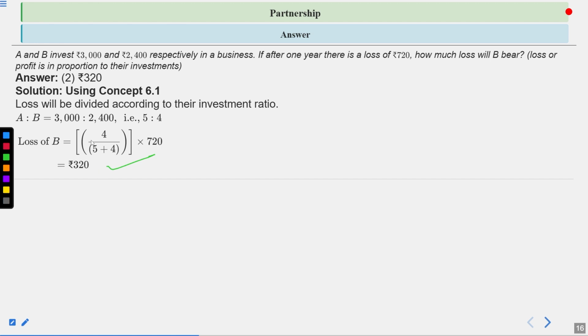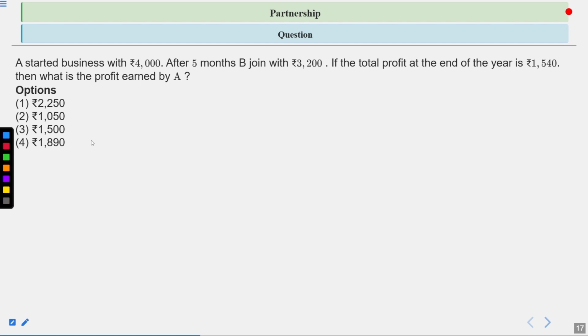Next one. A started business with 4000 rupees. After 5 months, B joined with 3200 rupees. If the total profit at the end of the year is 1540 rupees, then what is the profit earned by A? Now you have four options. First one is 2250 rupees, second is 1050 rupees, third one is 1500 rupees, and fourth one is 1890 rupees. Now you have 10 seconds to analyze the question. Your time starts now.